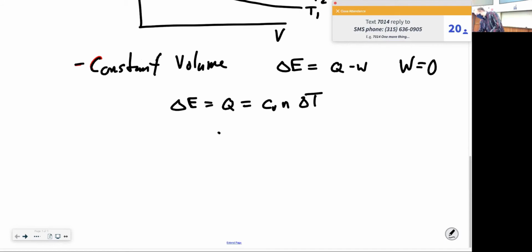So we can solve this for CV. CV is delta E over N delta T, in terms of state variables. How about constant pressure?